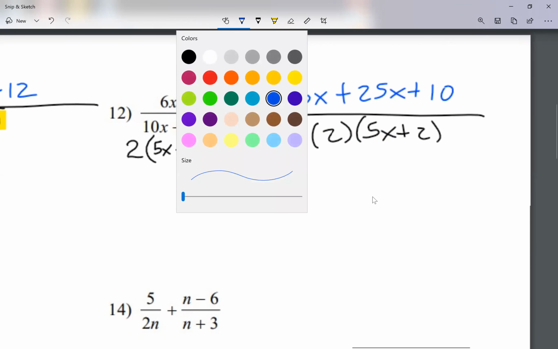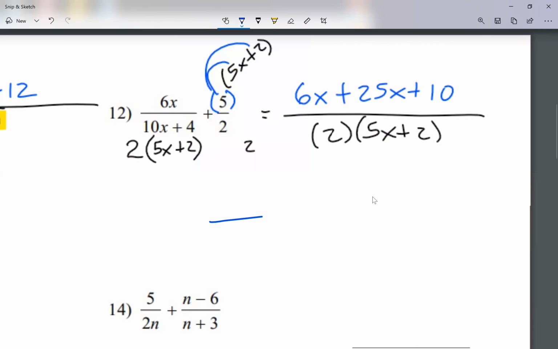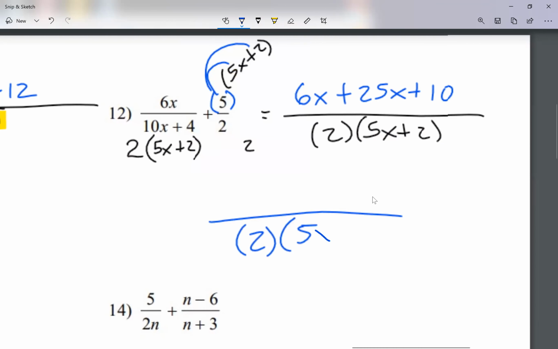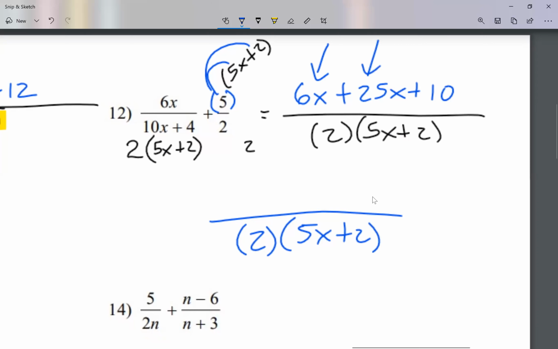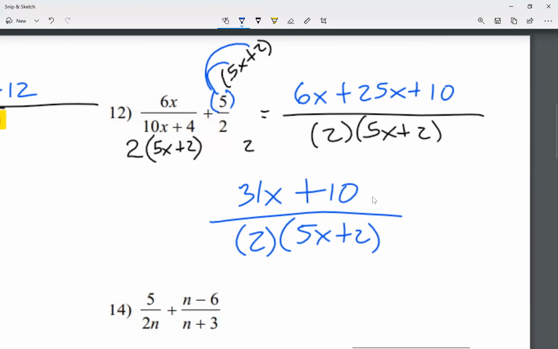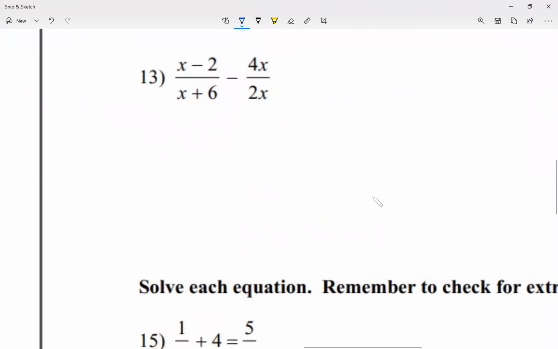Okay. So again, at the bottom, I have a 2 and a 5x plus 2, right? My common denominator, not doing anything. On the top, combine your like terms. 6x plus 25x, that's 31x. And then the plus 10, and that's it. All right, let's take a look at a couple more examples.